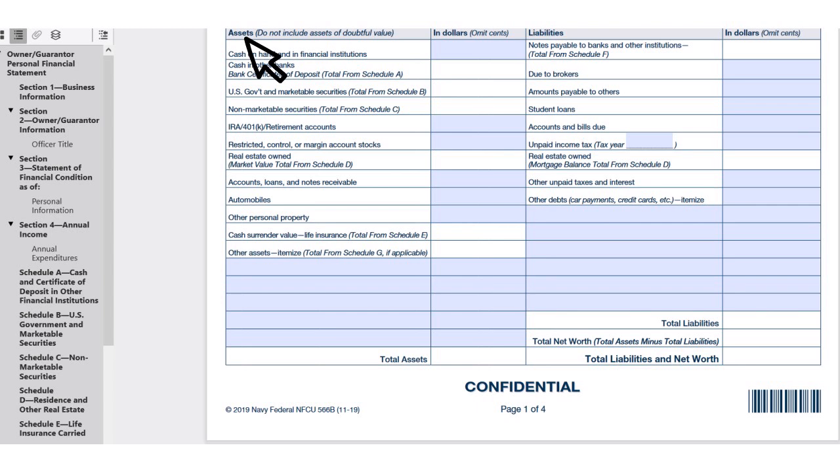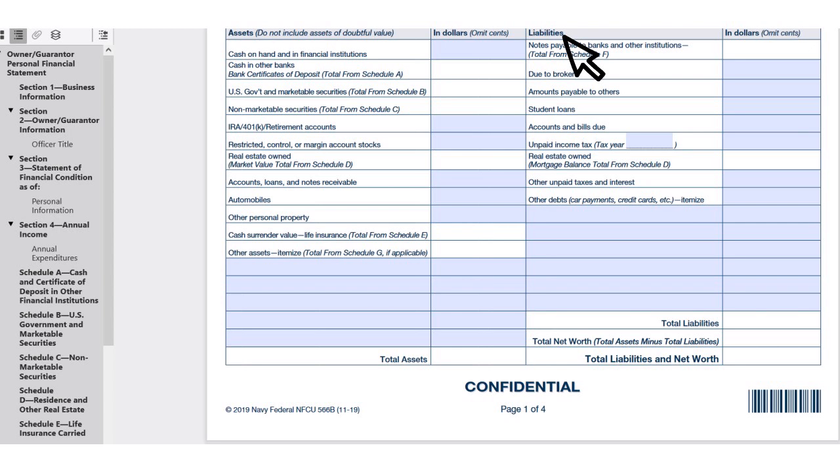It can be a T-bill, T-bond, all that kind of stuff. It's marketable. In other words, you can sell it and you can get the cash. It's a liquid security. And then you go down to property. So fixed assets, cars, other personal properties. If you have a home that is free of mortgage, you can put that. You can also put the cash surrender value of your life insurance and other assets.